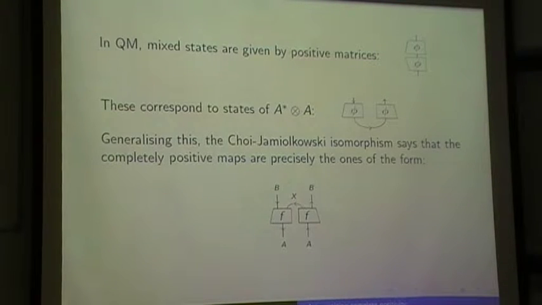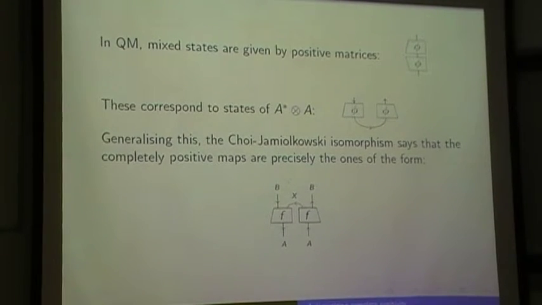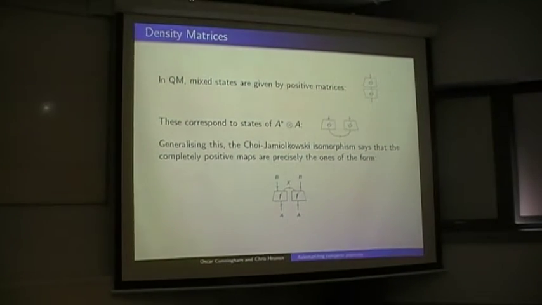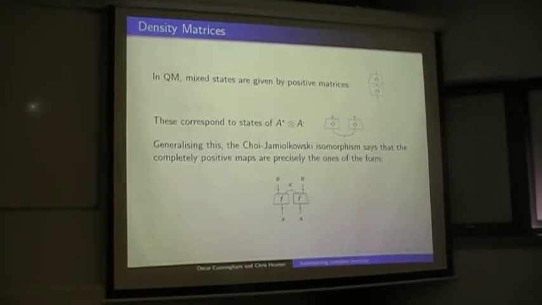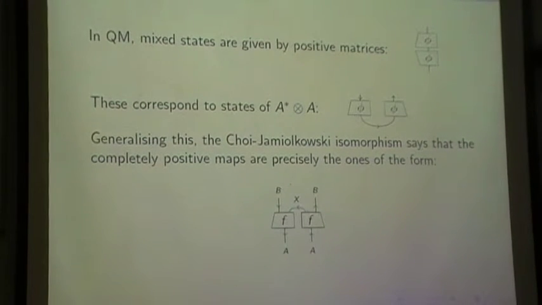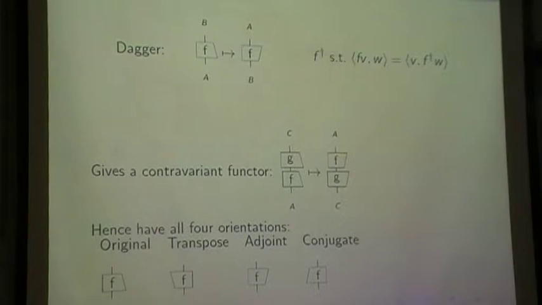Okay, so now we can talk about some mixing. In quantum mechanics, the mixed states are given by the positive matrices, which is precisely the ones of that form. And like I said earlier, I'm not going to worry about normalization, so we don't have to say trace 1 or anything. We can just take any positive matrix.